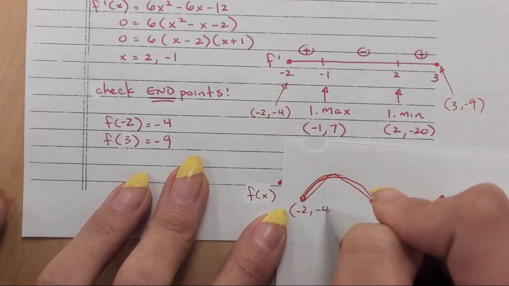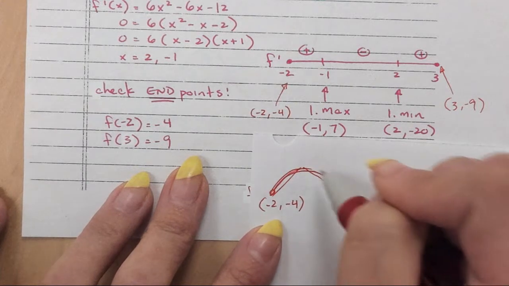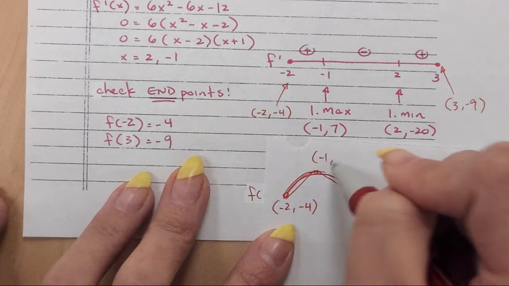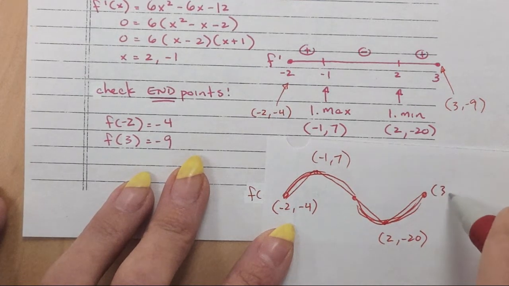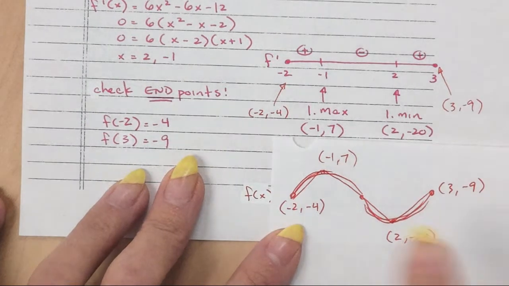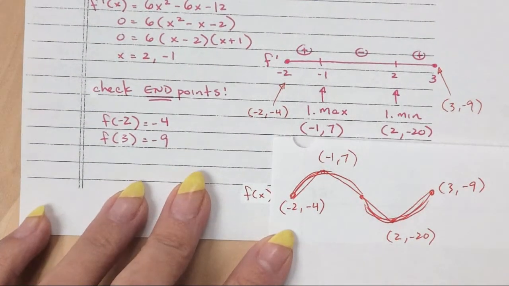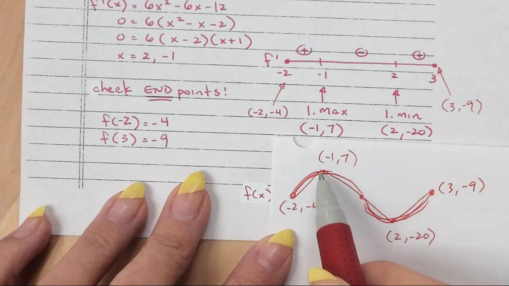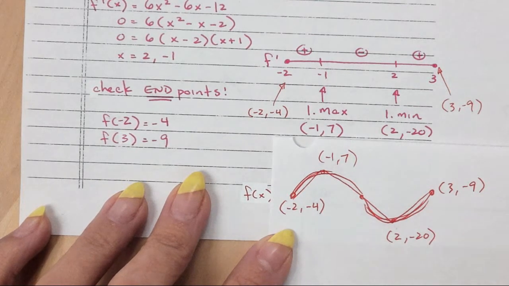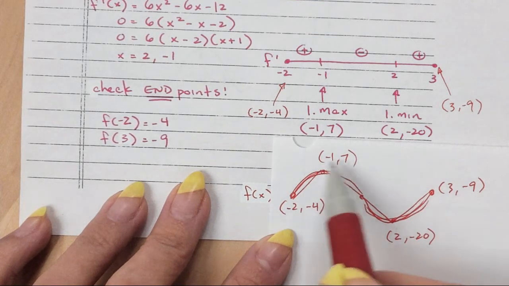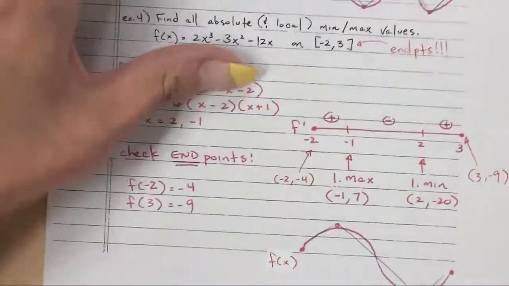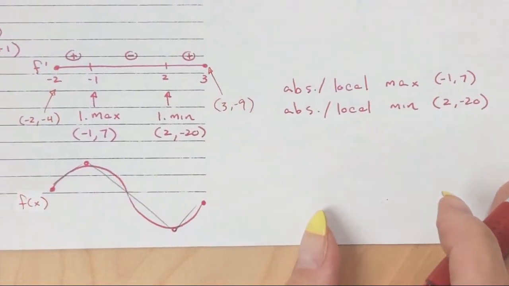This is negative 2 comma negative 4. And then right here, this was negative 1 comma 7. And this was 2 comma negative 20. And this is 3 comma negative 9. So I have some graph that looks like that. What is your local min, your local max? What is your absolute min and max? Is this lower than this? No, this is a local min and an absolute min. And then is this higher than this? Yes, it is. So this is a local and an absolute max. And then those are the final answers. So it looks something like that.